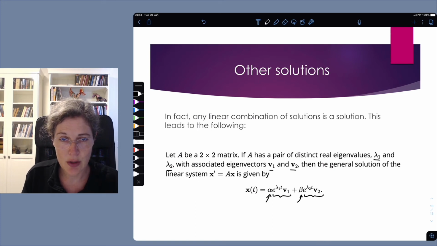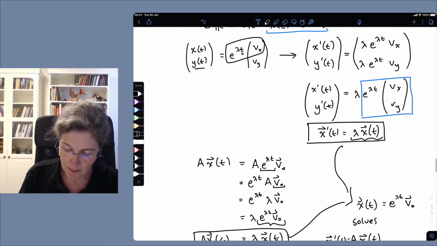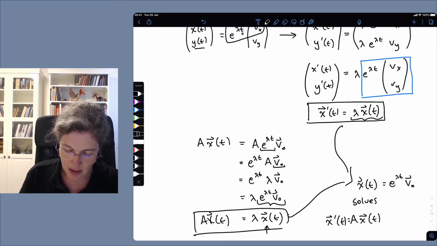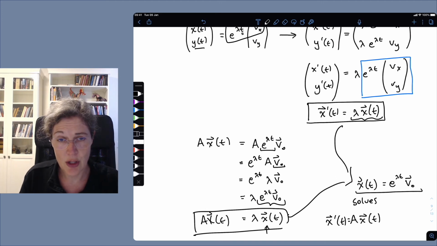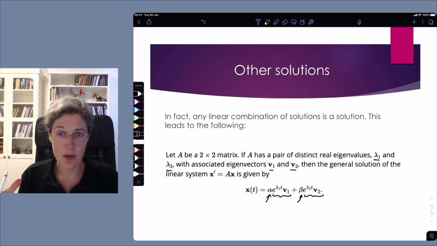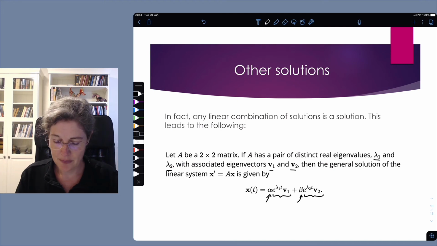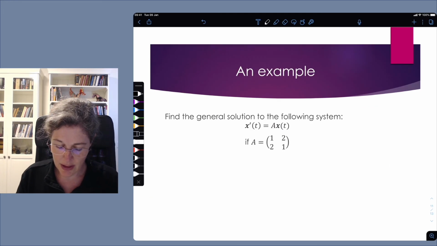You know that when you're integrating, constants come up. We didn't show that this thing here was the only solution or the most general solution. We showed that it was a solution. So ultimately, what you need to know is you find the most general possible solution by combining the solutions of the two eigenvalues that you find. So let's see what that looks like.